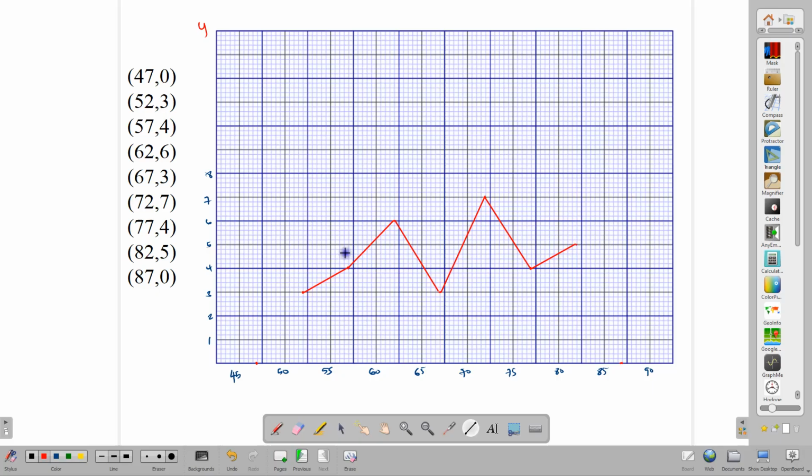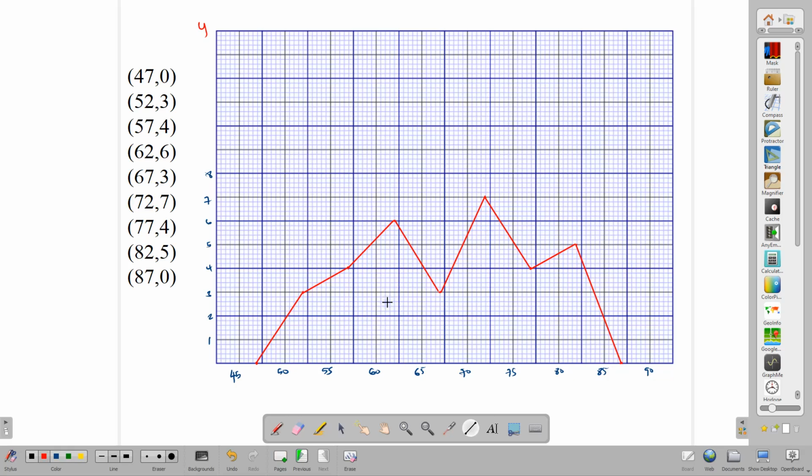Now, to close it, some persons like to use broken lines. Other persons just use a solid line. Doesn't matter which one you use. So we're going to close it. So we close it on the x-axis from that end, and we also close it on that end. So this is your frequency polygon. This is how it's drawn.